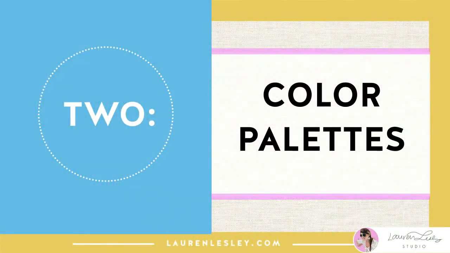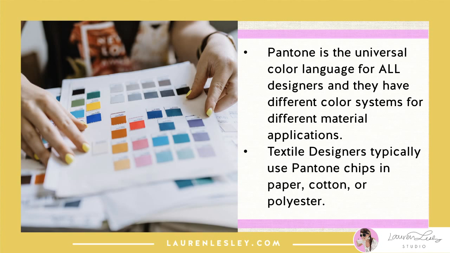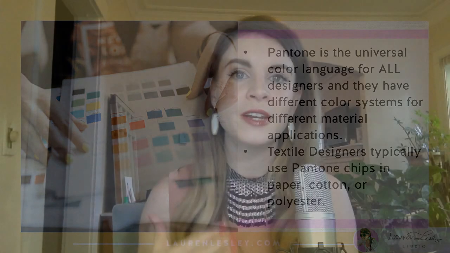So responsibility number 2 is creating color palettes. Pantone is the universal color language for all designers, and they have different color systems for different material applications. For example, textile designers typically use Pantone chips in paper, cotton, or polyester, but a graphic designer may just use the standard PMS colors.